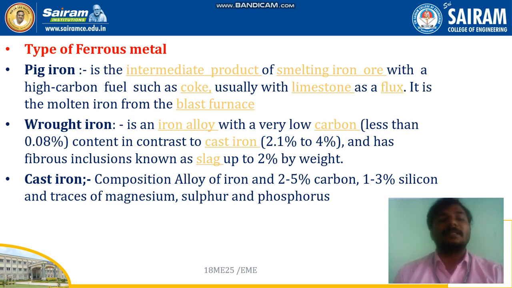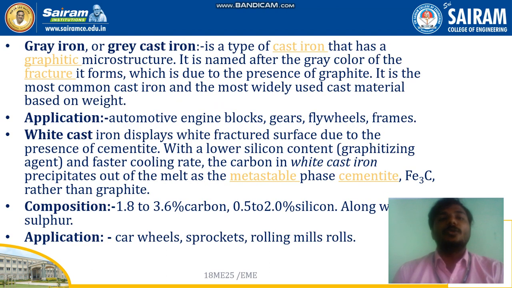Next, coming to cast iron. Cast iron is an alloy of iron, a mixture of irons, containing 2 to 5% carbon, 1 to 3% silicon, and traces of magnesium, sulfur, and phosphorus. The next type of iron is grey iron, or grey cast iron. It is a type of cast iron. Cast iron is one of the strongest materials in compression but weak in tension. It has a graphite microstructure and is named after its grey color.